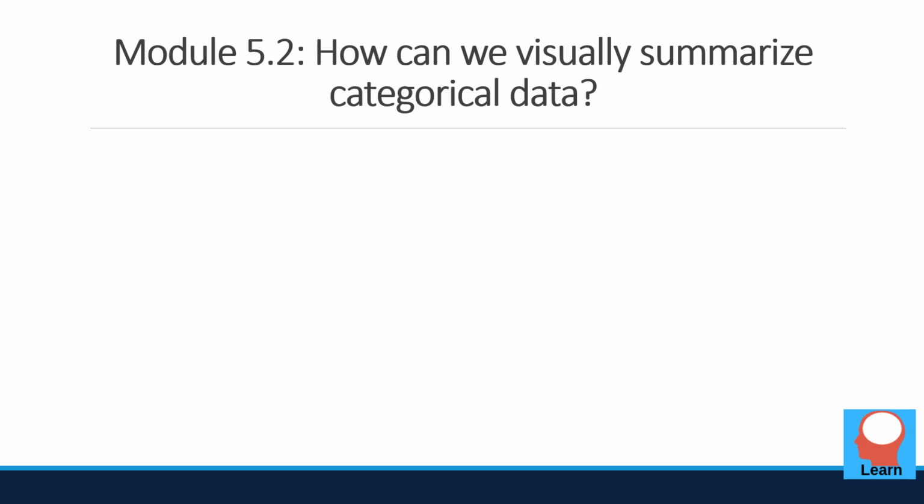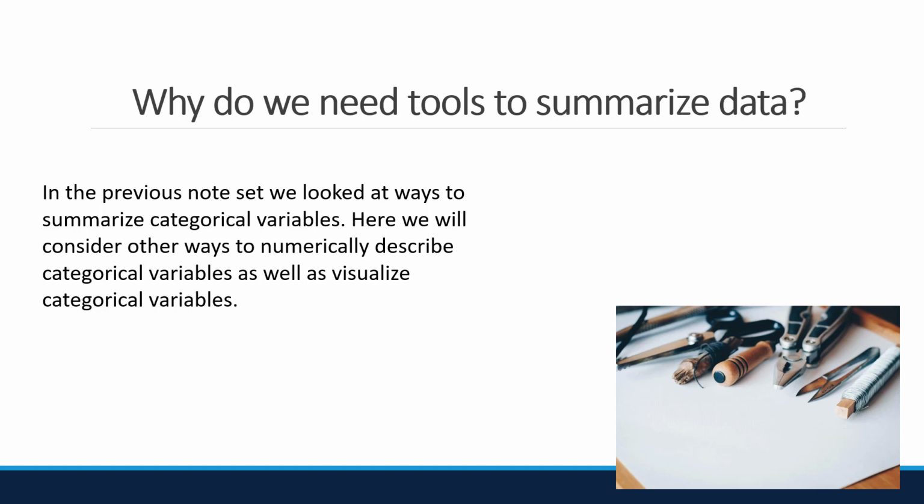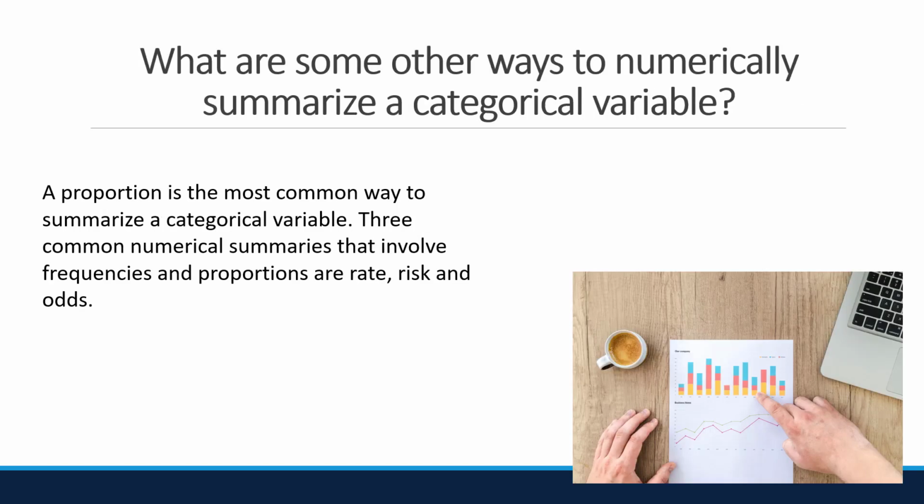How can we visually summarize categorical data? In the previous note set, we looked at ways to summarize categorical variables. Here we will consider other ways to numerically describe categorical variables as well as visualize categorical variables. A proportion is the most common way to summarize a categorical variable.